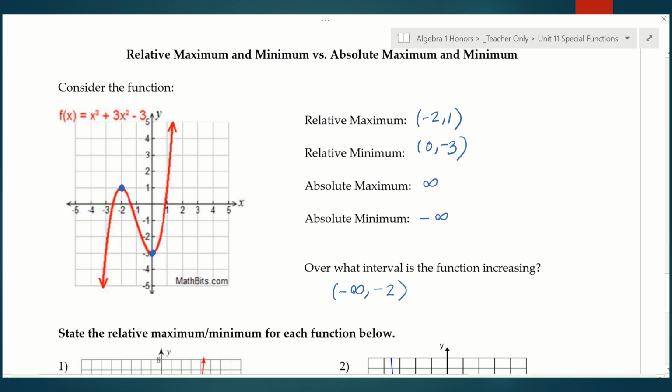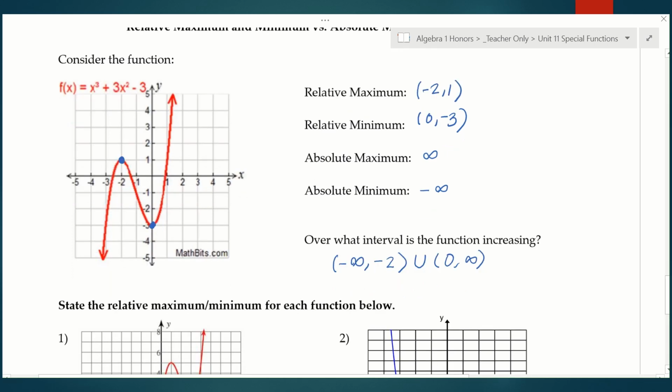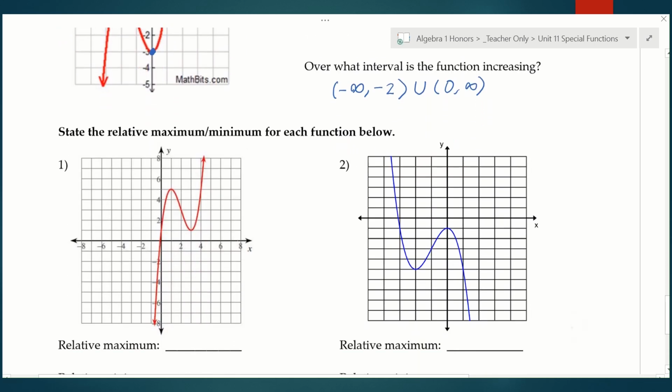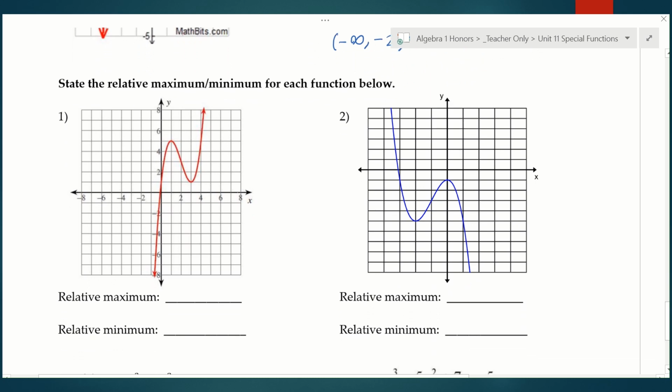And I'm going to show that I'm connecting these two intervals together. I'm going to start back up increasing when x is 0, and I'm going to increase all the way until x is infinity. All right, let's take a look at two more graphs here.